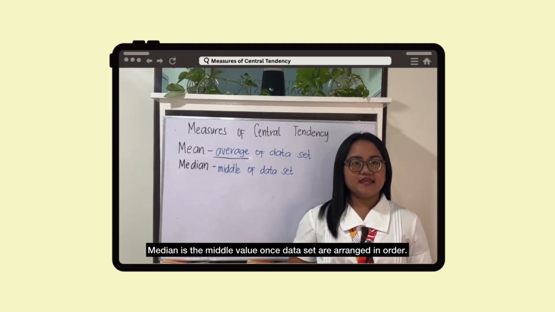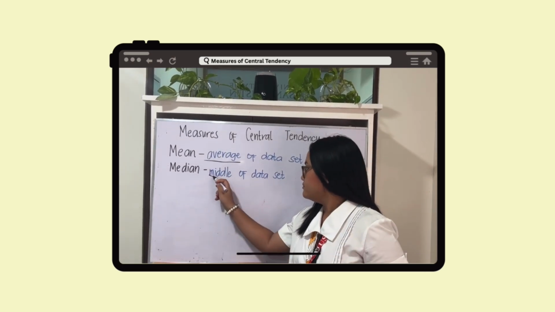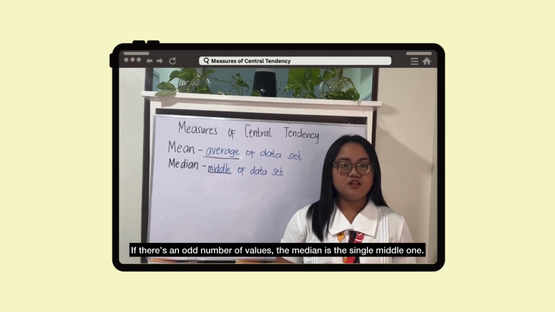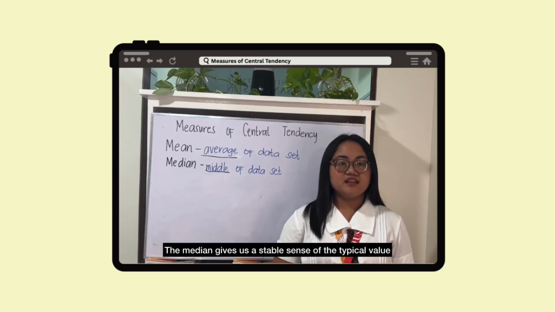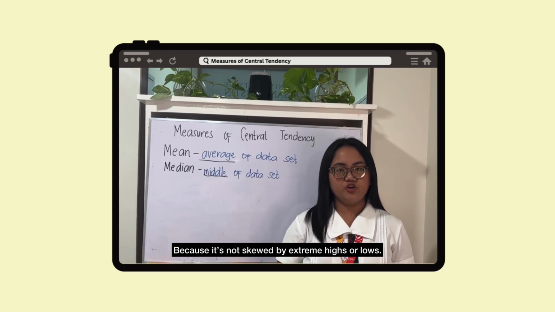Moving on, the median is the middle value once datasets are arranged in order. If there's an odd number of values, the median is the single middle one. If even, it's the average of the two middle values. The median gives us a stable sense of the typical value because it's not skewed by extreme highs or lows.